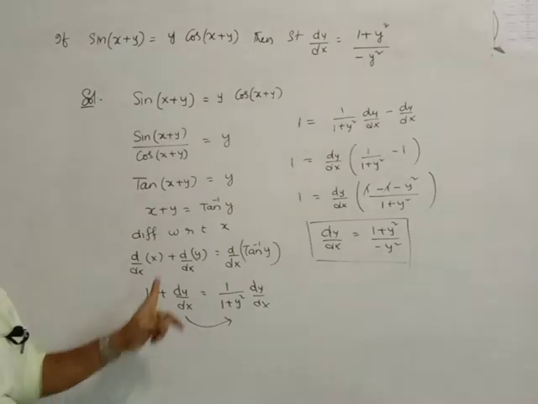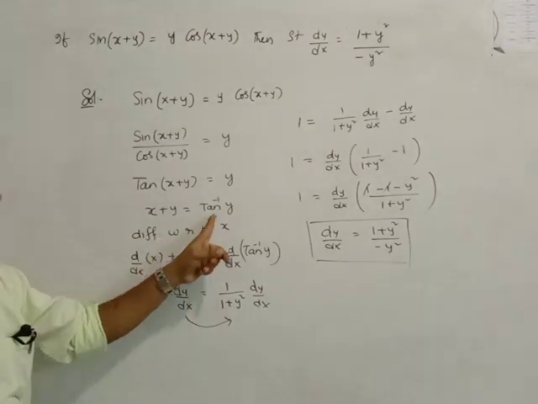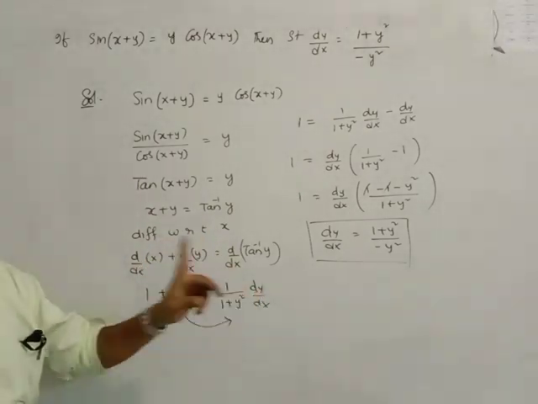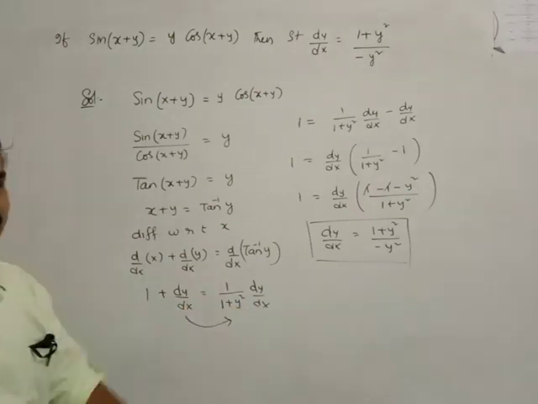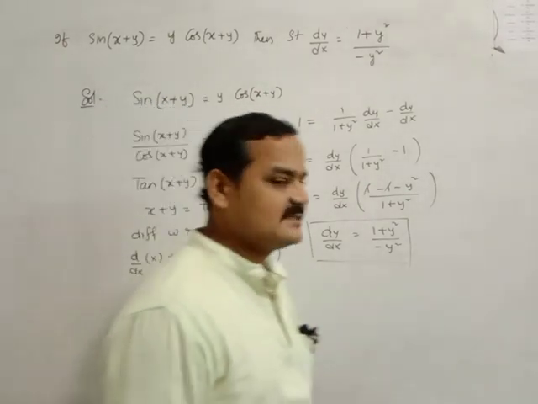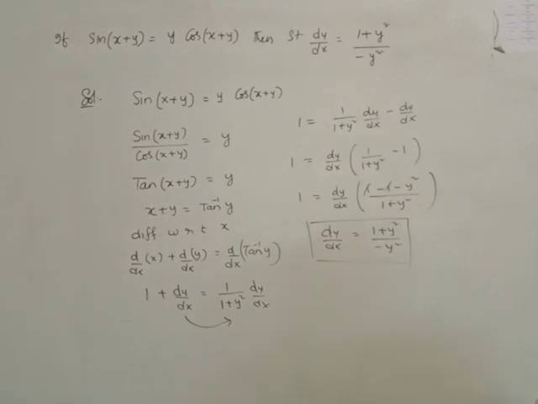Derivative of x is equal to 1, derivative of y is equal to dy by dx, and derivative of tan inverse y is equal to 1 by 1 plus y square into dy by dx. Bring the dy by dx to the RHS side, then you can get the answer easily. So don't make it complicated. Very easy problem, a 4 marks question, a repeatedly asked question. So this is also one type of the question.